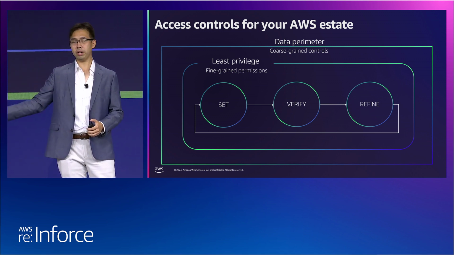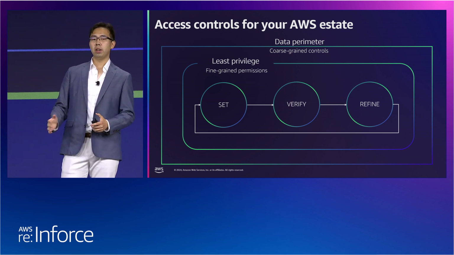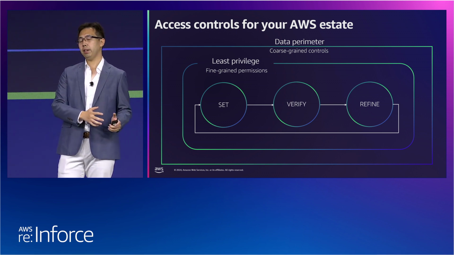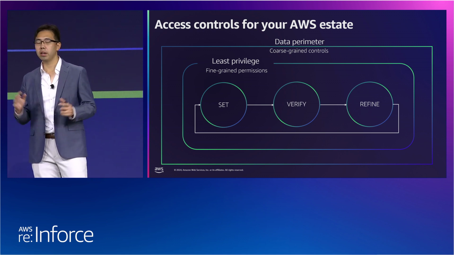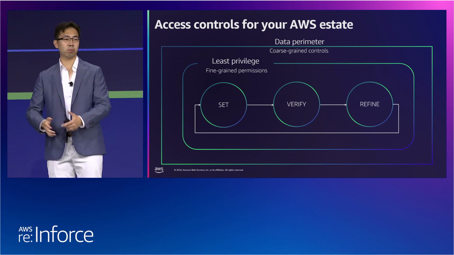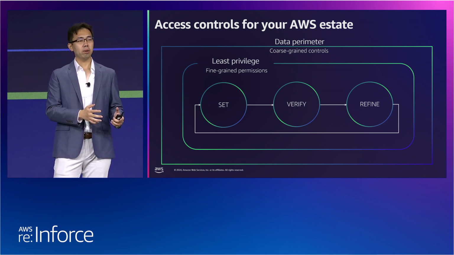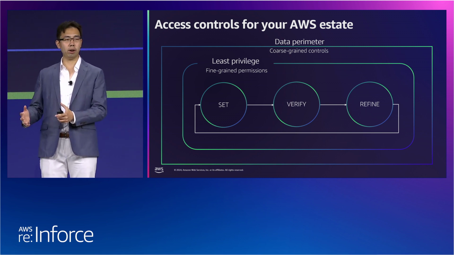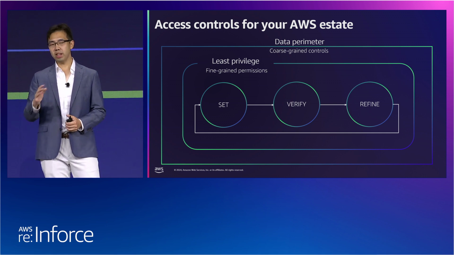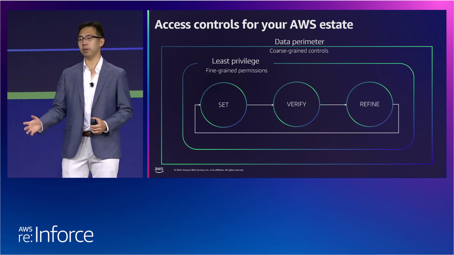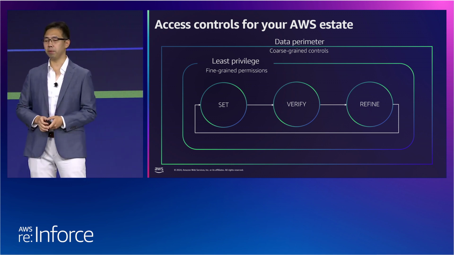And so for your coarse grain, you're establishing a data perimeter. These are preventative guardrails to ensure that your trusted identities have access to your trusted resources from expected networks. And then when we dive deeper, we come to least privilege. That's the idea that you only allow or grant the permissions that are required to complete a task or workload. There, we actually think of it in terms of a cycle. You set, you verify, and then you refine your permissions over time.